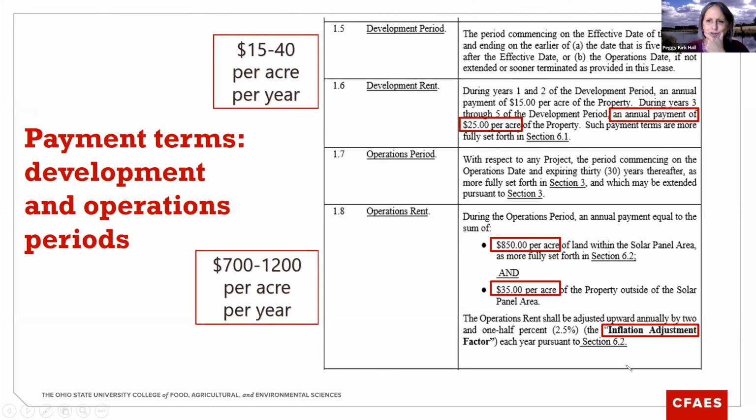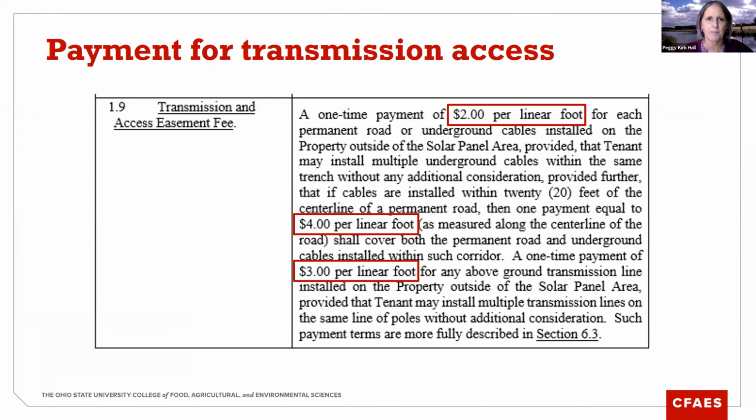And then note that there's usually some sort of an inflation adjustment factor included in these rental payments. And you can see that this one will adjust upward annually by 2.5%. And that is an important provision to examine as well when you're looking at payment.